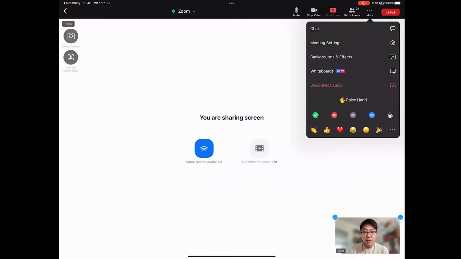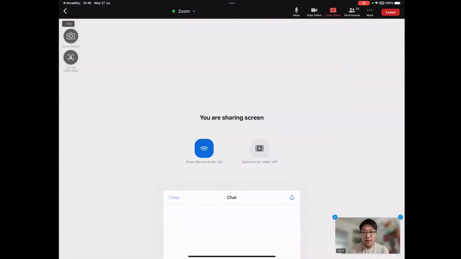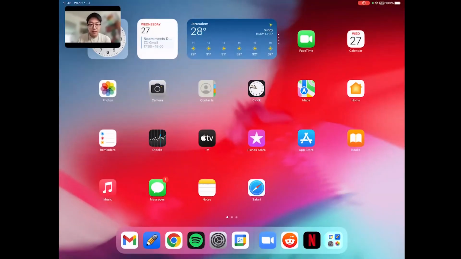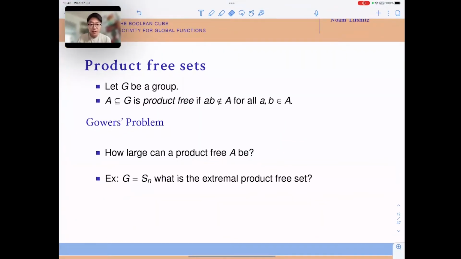Yeah, did someone write in the chat? No, okay. Yeah. No. Okay, yeah. The coset of the alternating group? Yeah, exactly. Yeah, so if you take the odd permutations, the product of two odd permutations is even. So it's a product-free set because for each two odd permutations, the product is even.